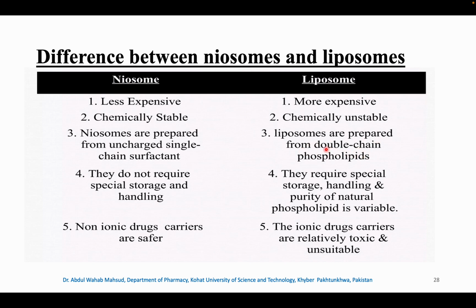Double chain means that in liposomes the phospholipids have two tails, while the non-ionic surfactants have a single tail. Niosomes do not require special storage and handling, while in the case of liposomes, they require special storage and handling, and the purity of natural phospholipids is variable. Non-ionic drug carriers are safer. The ionic drug carriers are relatively toxic and unsuitable.